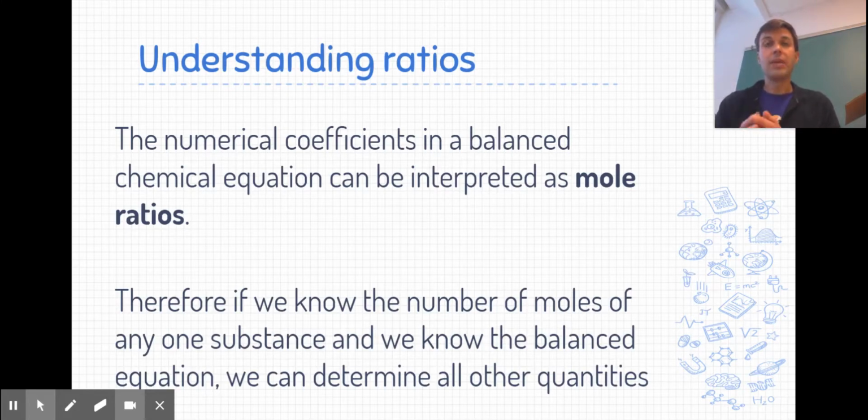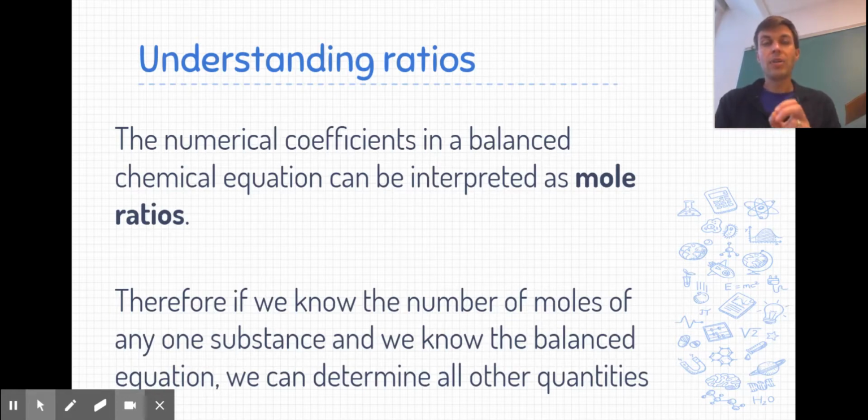And in fact, because we never deal with individual particles, we are always going to refer to those coefficients, the numbers in the balanced chemical equation, as mole quantities. 1 mole of nitrogen reacts with 3 moles of hydrogen to produce 2 moles of ammonia. And the reason for that is because those are quantities in which we can react on a normal basis.